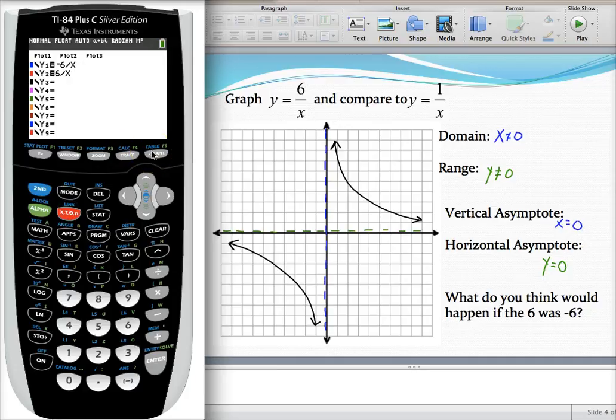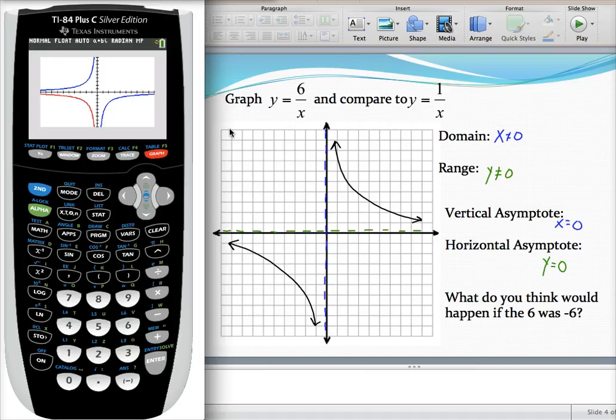Hopefully you've made your prediction by this point. Let's see if you're right. So here actually is the negative one, that's graphed first, and then here was the positive one in red. So notice what happened. If we have a negative a value, all that's doing is flipping the quadrants that your graph is located in. So rather than being located in the first and third quadrants with a positive value, a negative a value puts you in the second and fourth quadrants. Was your prediction right? Hopefully.